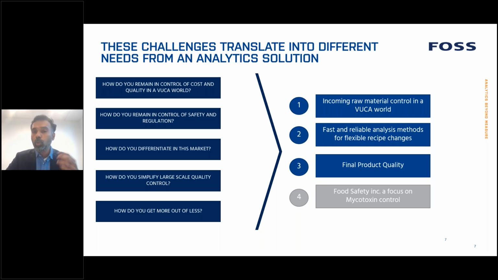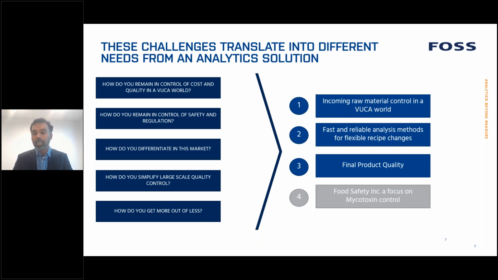One is that you want to have good control over the raw materials that are coming into your value chain in a VUCA world. VUCA as in volatile, uncertain, complex, and ambiguous. That is what the world is today, but it's also becoming more and more tomorrow. So you definitely need more control over your raw material as the years pass by.